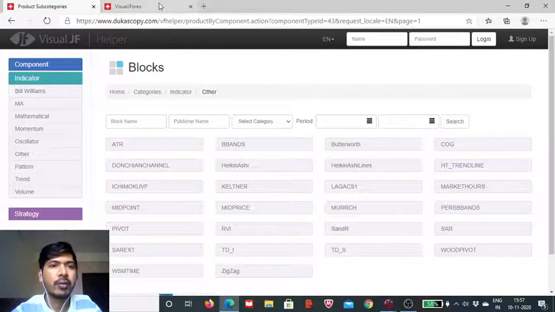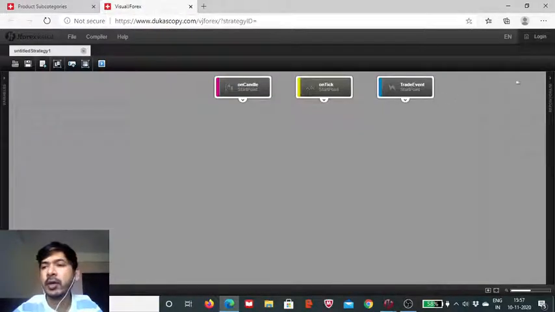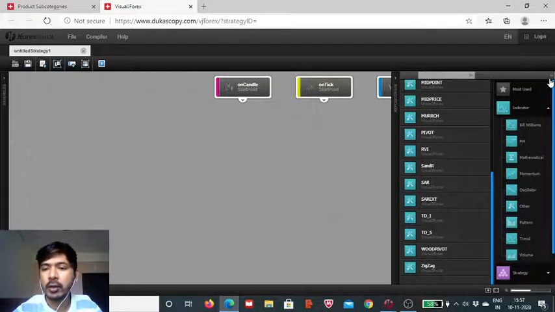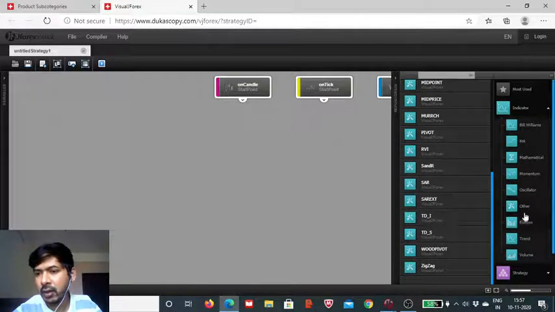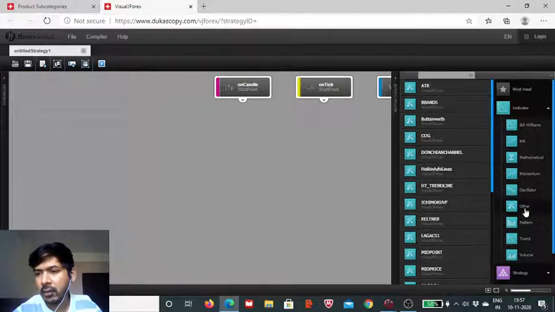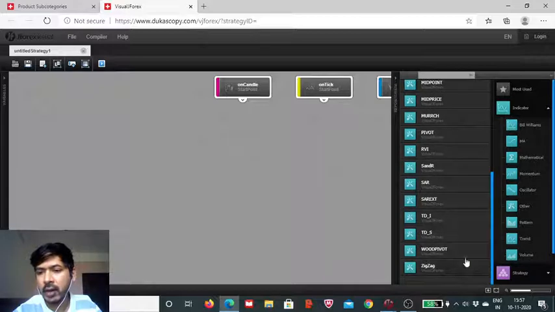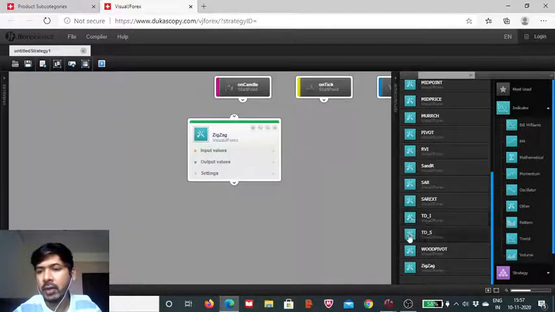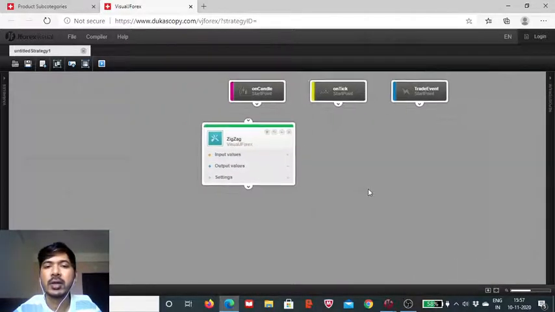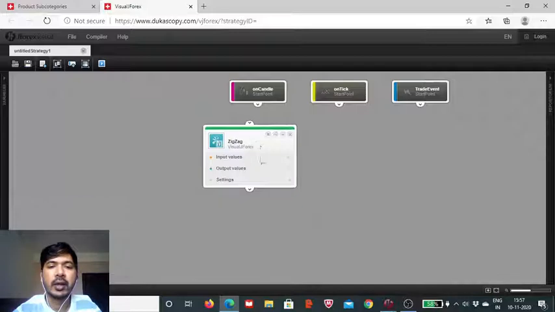We will now straight away head to the Visual JForex board developed by the Dukascopy Bank SA. You will find this indicator listed amongst the indicators in the other classification. So here is the zigzag right at the bottom. We have seen all these indicators so far. Now in today's session it is the turn of the zigzag indicator block.